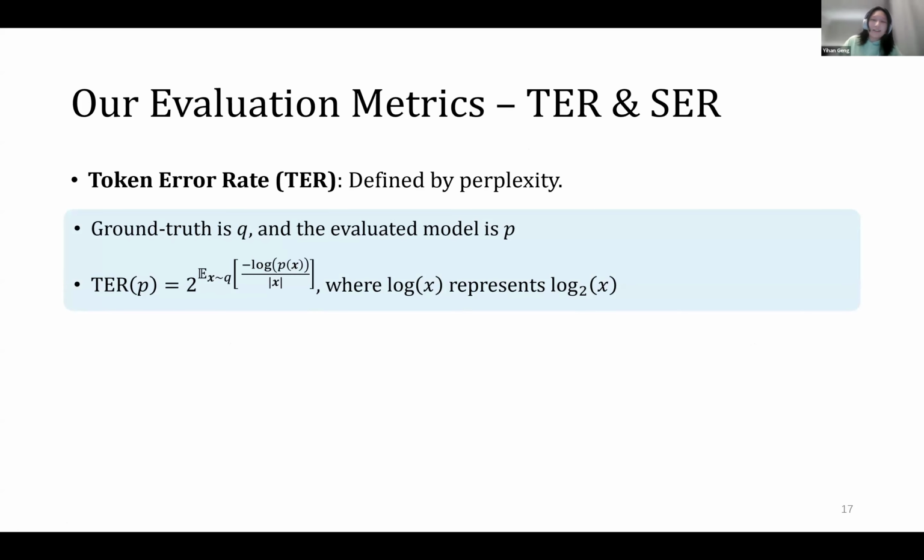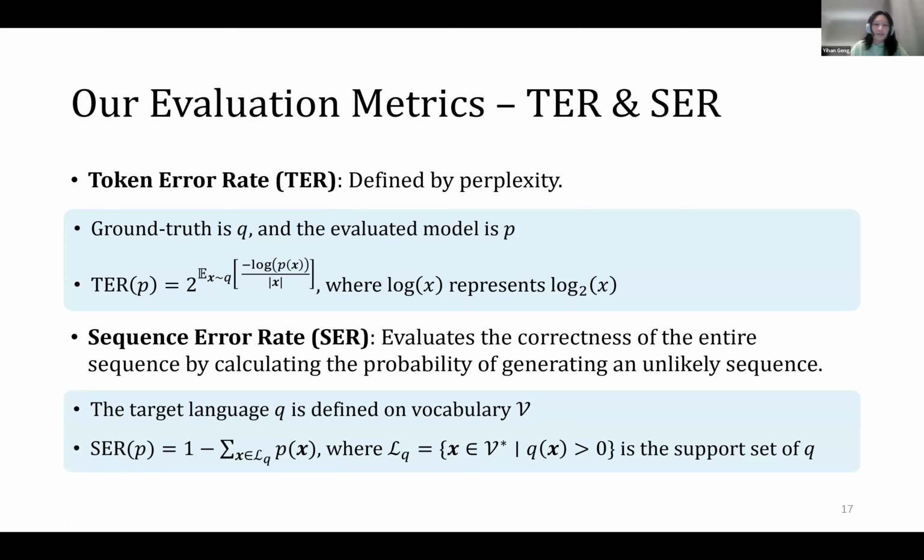They are token error rate and sequence error rate. First, token error rate, or TER, is directly defined by generative perplexity. If we denote the ground truth distribution as Q and the evaluated model as P, then we have this expression for TER. Here the exponent is the cross entropy of P and Q, and the logarithm takes base 2 as is common. Just like perplexity, models with lower TER value are better at generating fluent and coherent text.